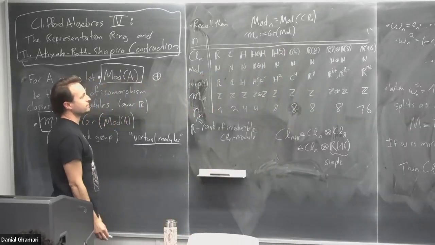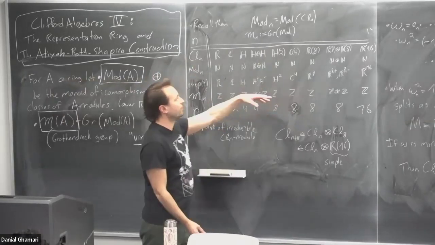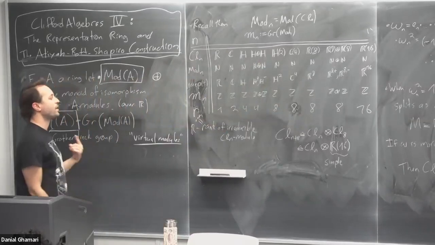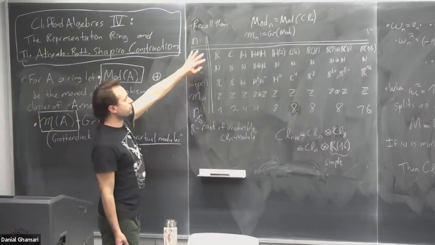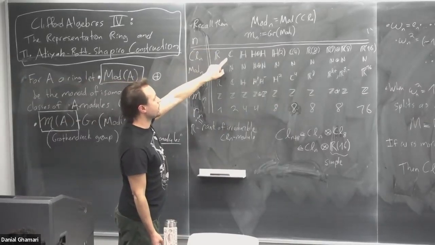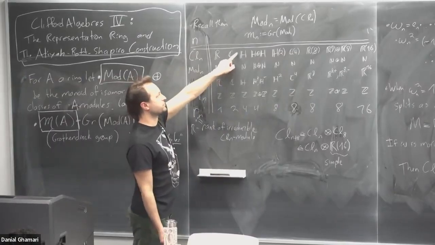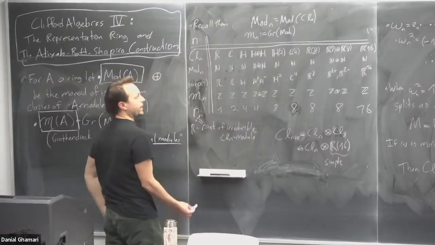We had a 4-periodicity theorem. Most of these are simple rings, meaning that there's only one irreducible module up to isomorphism. So for R, we're talking about real vector spaces. They're determined by their rank. We have complex vector spaces determined by their complex rank, and quaternionic vector spaces determined by their quaternionic rank.